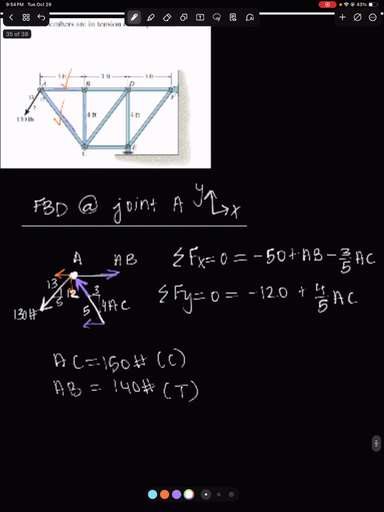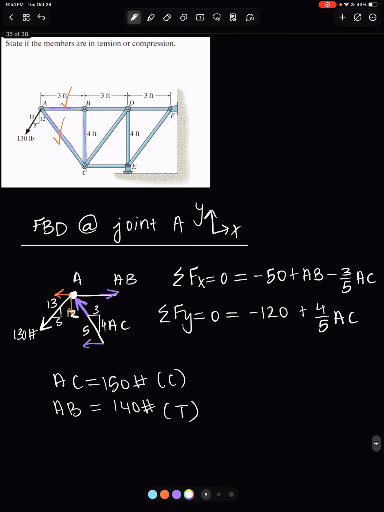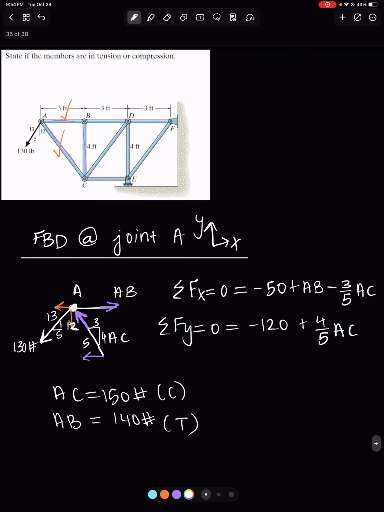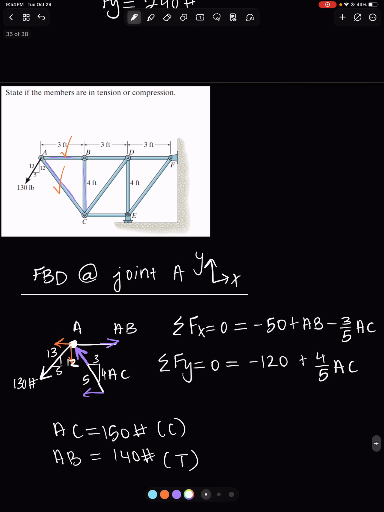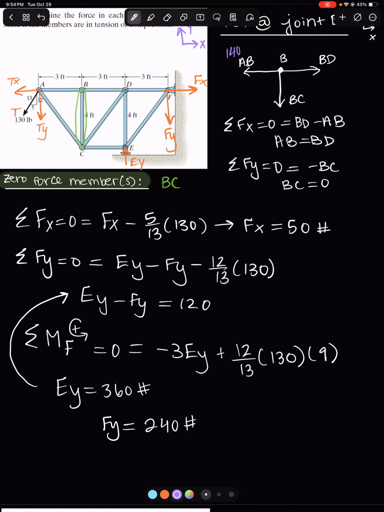And if you look up at the original free body diagram I drew for BD, and there's AB. AB is tensile, and we said it's 140 pounds. If AB is 140 pounds tensile, this also has to be 140 pounds, so BD is also 140 pounds. BD equals 140 pounds tensile. So that's one of our answers. Sorry, that looks not awesome, but whatever, you get it. BD is 140 pounds tensile.